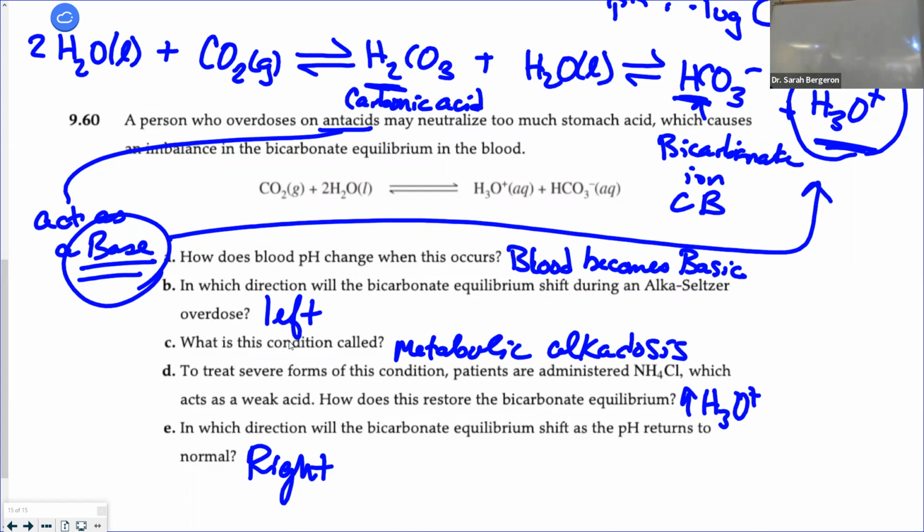Let's see if I can read it. Okay, I should have put that down earlier.